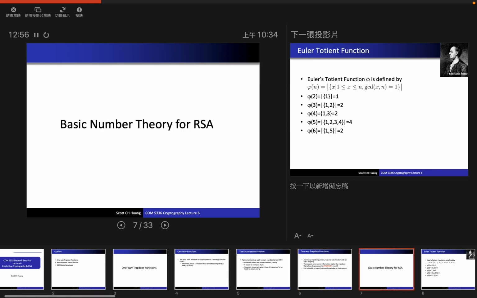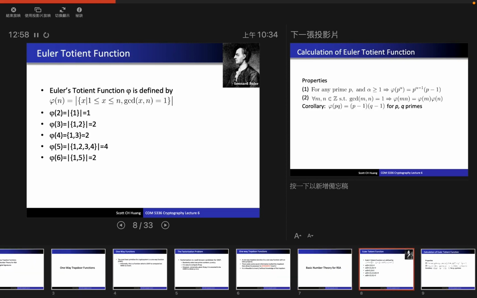Okay, we'll look at basic number theory. So, we'll be covering some number theory.